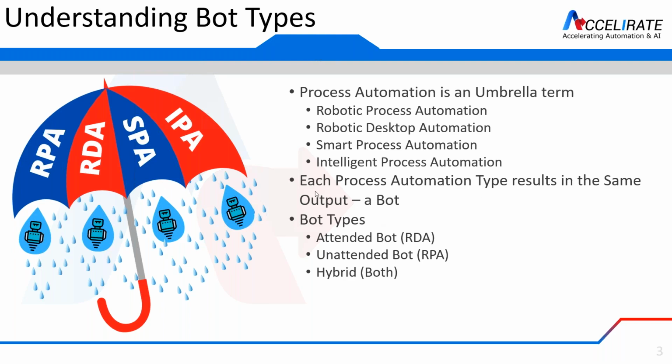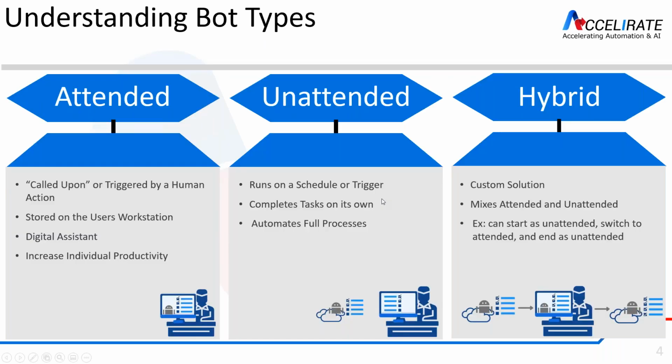The bot is broken into three types. You have attended, unattended, and hybrid, and that's what we're going to be going over today. So an attended bot, put simply, is called upon or triggered by a human action. Now, this is something that's stored on the user's local machine, on their workstation. So that's why that analogy as a personal assistant, because the bot is always there.